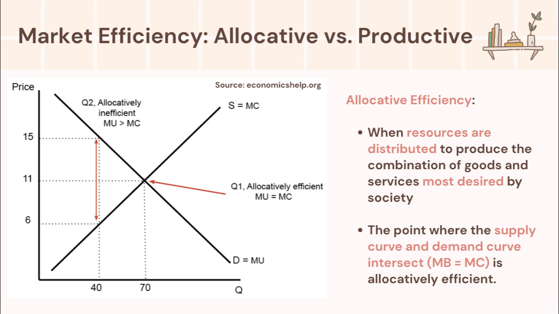Now, allocative efficiency is a little different. Instead of focusing on how much we produce, allocative efficiency focuses on whether we're producing the right things, the combination of goods and services that society actually wants most. In a market, allocative efficiency happens where supply and demand intersect. That's the point where marginal benefit equals marginal cost. At that point, the value consumers place on the good is exactly equal to the cost of producing it. That means we're not overproducing or underproducing, we're producing the socially optimal amount.